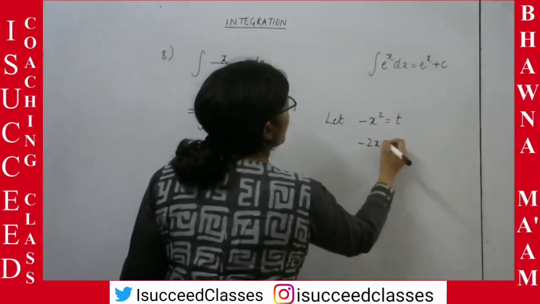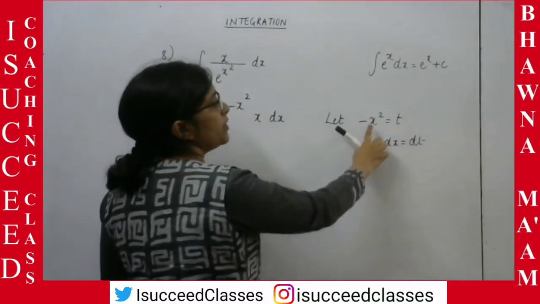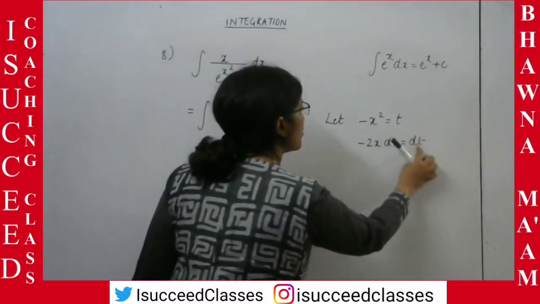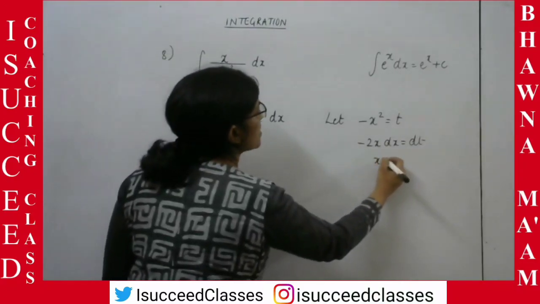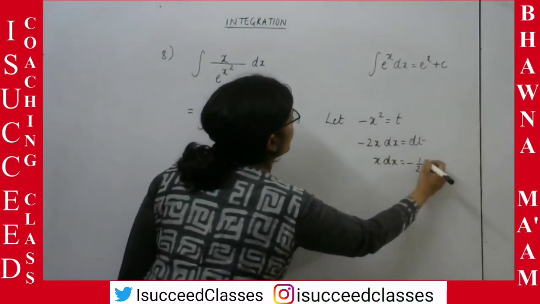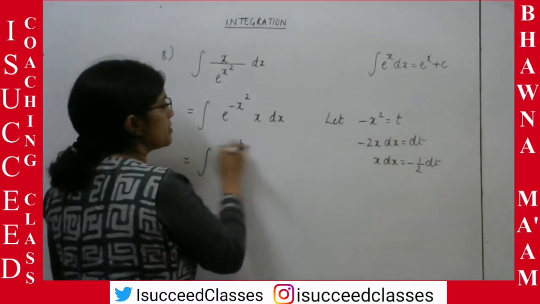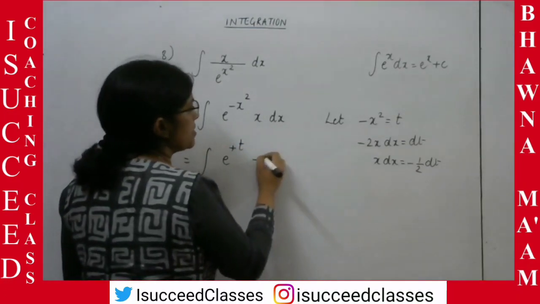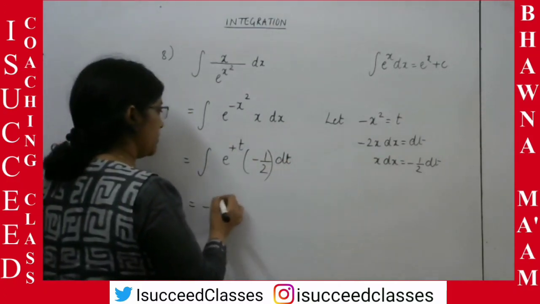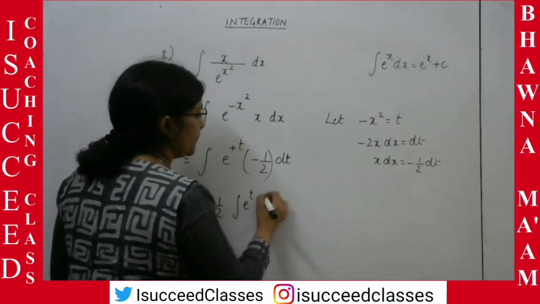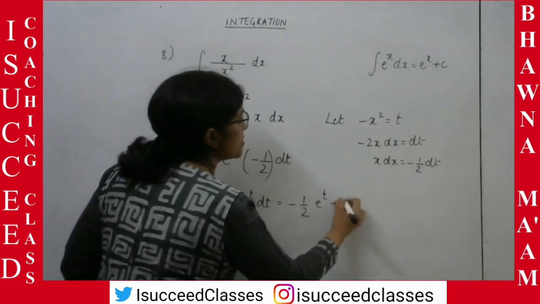The derivative of x square is 2x. The negative sign stays there. Okay. Derivative of x square is 2x dx and that of t is dt. So fine, let's put it here. Okay, but that is x dx. So this will become minus half dt. Minus x square is t. X dx is minus half dt. So minus half is a constant. Let's pull it outside. Minus half integration e raised to t dt. What's integration of e raised to t? E raised to t plus c.